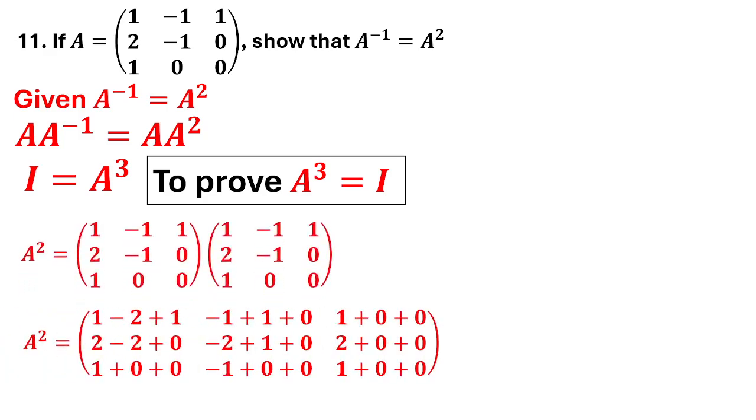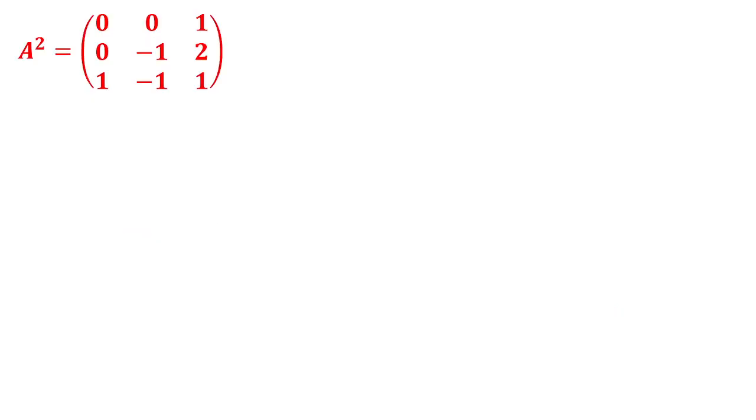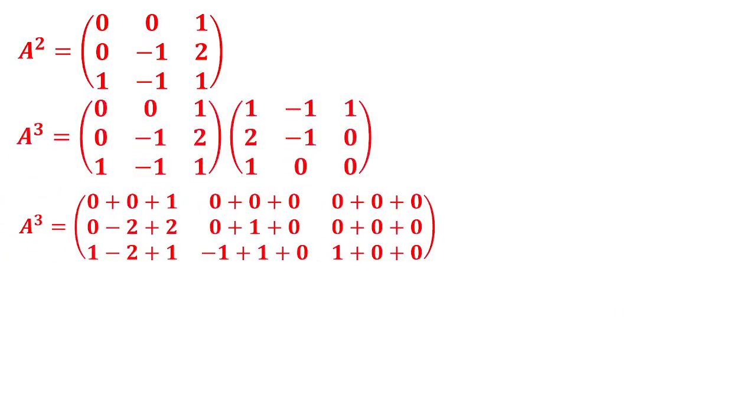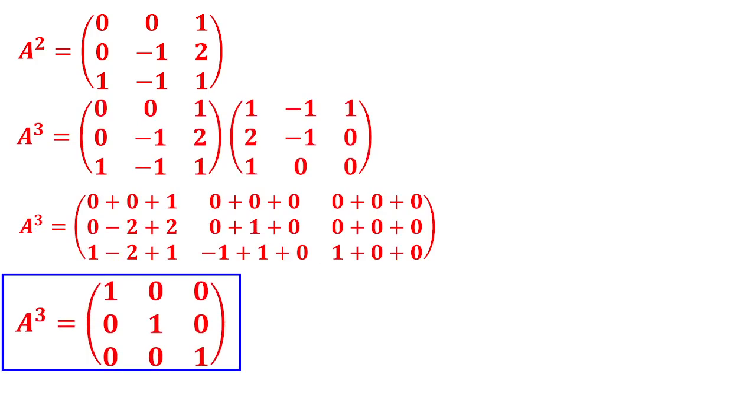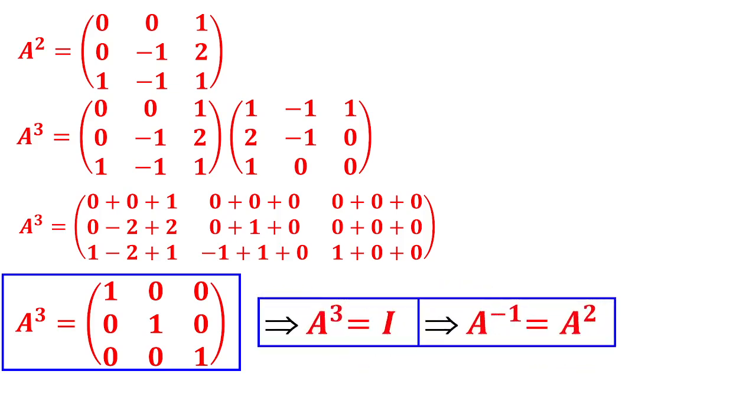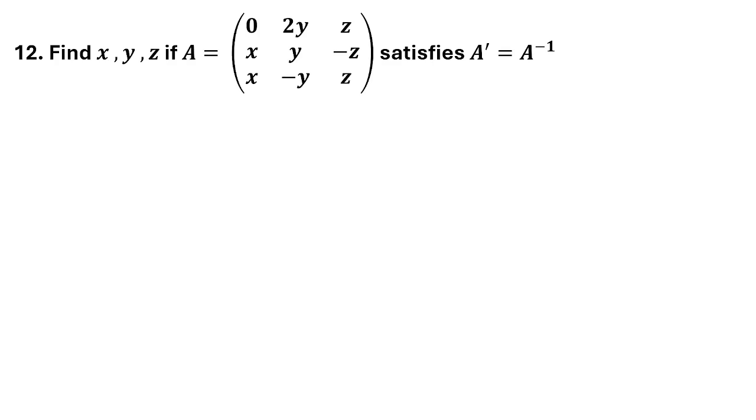I will find a square. Good. I am finding a cube. Fantastic. I got it as identity matrix. Simple. Don't try to find inverse. You will be in trouble. Therefore, a cube is I. Therefore, a square is a inverse. Well, let us go to the next question.